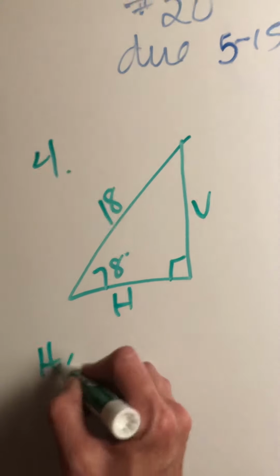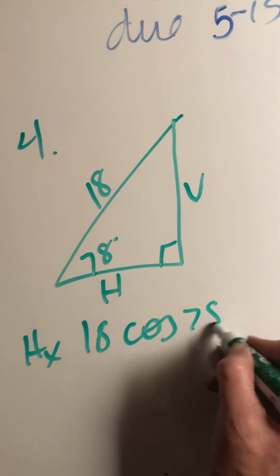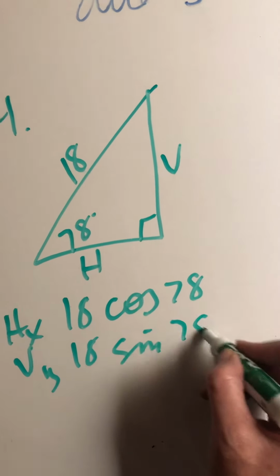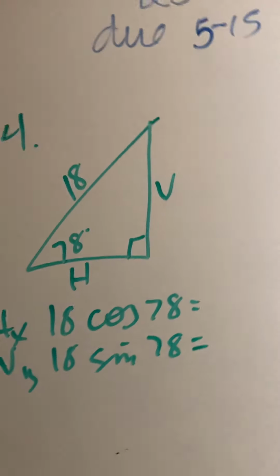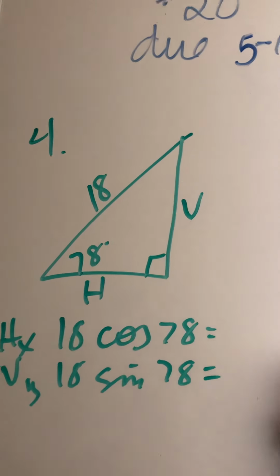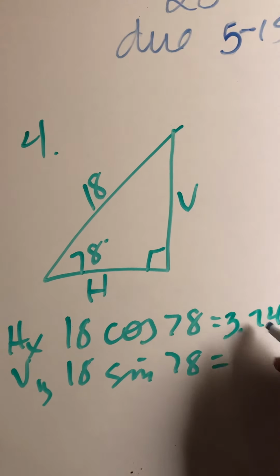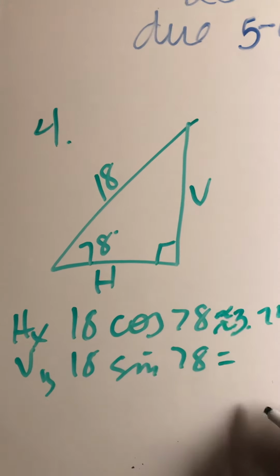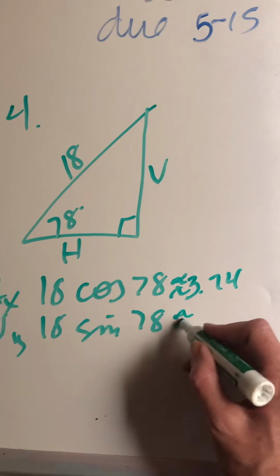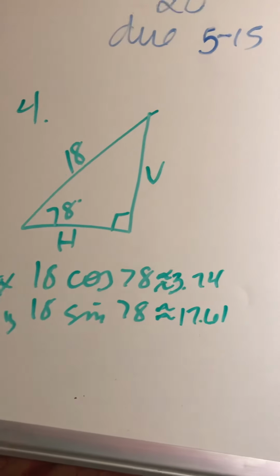So I've told you, your horizontal is always the magnitude times the cosine of the angle, and your vertical, or your y, is the magnitude times the sine of the angle. So I've given you those shortcuts. I want you to use those shortcuts. I want you to remember those shortcuts. And then you type those in your calculator. 18 cosine 78 gives you about 3.74, rounding to the nearest hundredth like we're supposed to. And then 18 sine 78 gives you about 17.61, rounded to the nearest hundredth like we're asked to do.